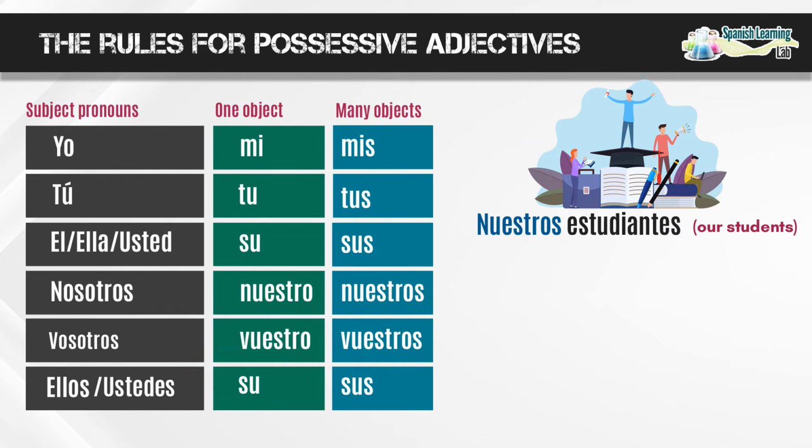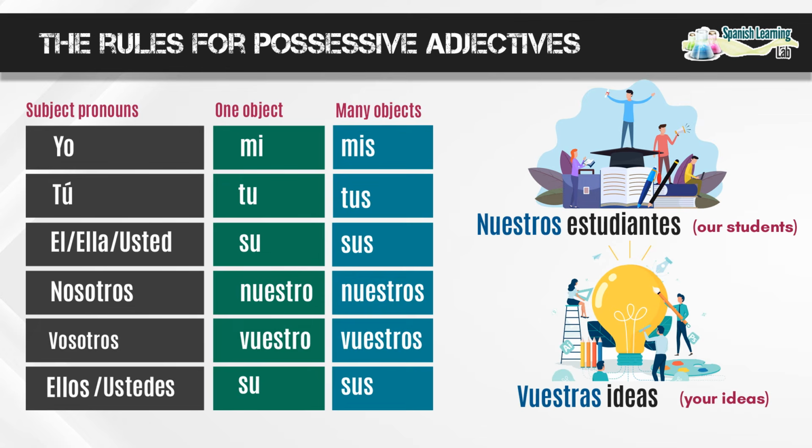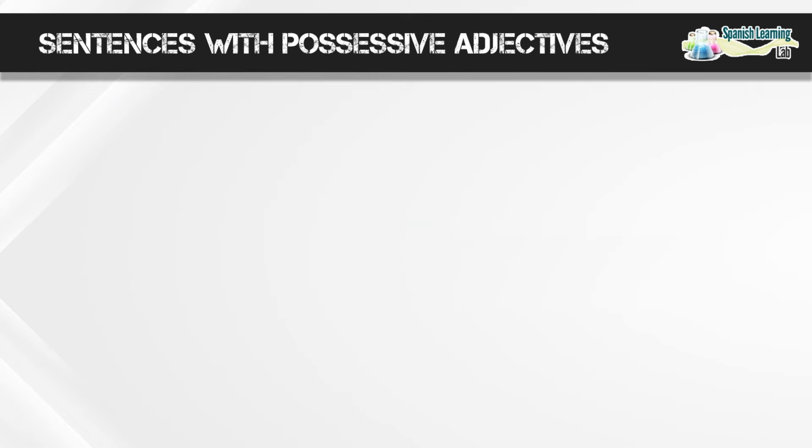Additionally, we will add s to all possessive adjectives to make them plural regardless of their gender so that they agree with the nouns or other words they are used with in the same sentence. For example, nuestros estudiantes and vuestras ideas. Pay attention to the next group of sentences and the relationship between their different parts. We will highlight the adjetivo posesivo and the possession in each sentence.